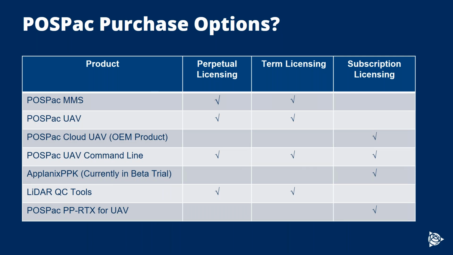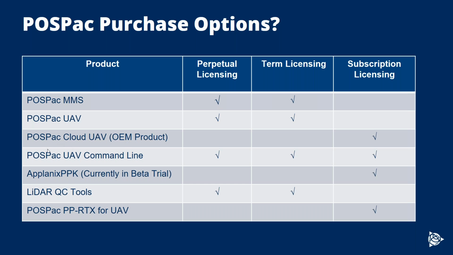POSPac MMS, and as I mentioned before, the mobile mapping system supports all of our industries such as marine, land, and air, and it's available with perpetual licensing and now term licensing. POSPac UAV is available with perpetual licensing and term licensing now. The POSPac Cloud UAV product is geared towards those OEM partners, again, UAV manufacturers, sensor manufacturers, or system integrators, and it's available as a subscription service from those OEM partners.